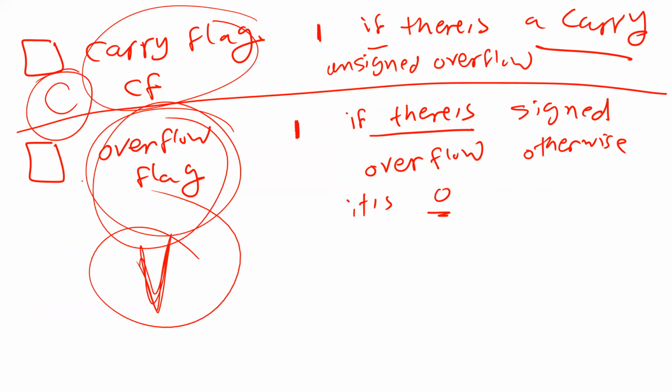What is the difference between C and V? I'm going to tell you. The C flag is going to be 1 if there is unsigned overflow. The V flag is going to be 1 if there is signed overflow. Let me say it again. Very simple.